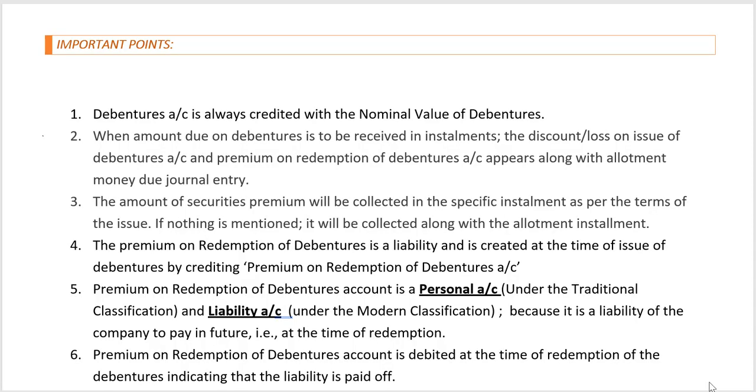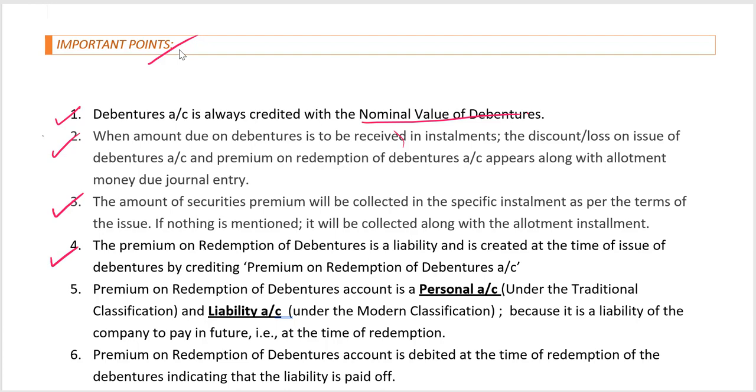We need to keep in mind some important points. The debentures account is always credited with the nominal value of the debentures. When the amount due on debentures is to be received in installments, the discount or loss on issue of debentures account and the premium on redemption of debentures account appear along with the allotment money due journal entry. The amount of securities premium will be collected in the specific installment as per the terms of the issue, and if nothing is mentioned, it will be collected along with the allotment installment.